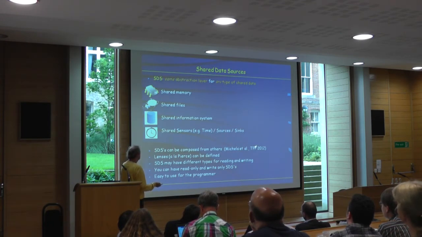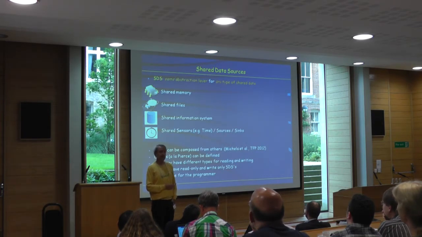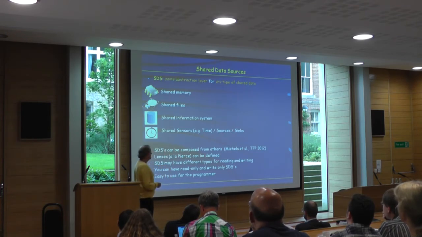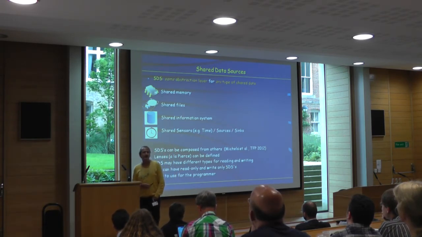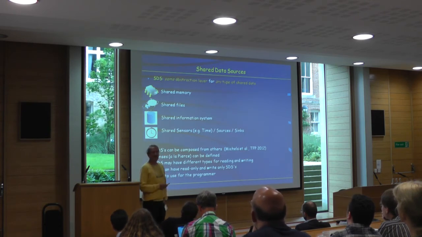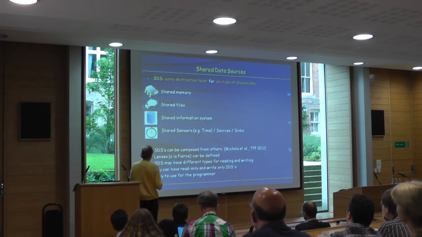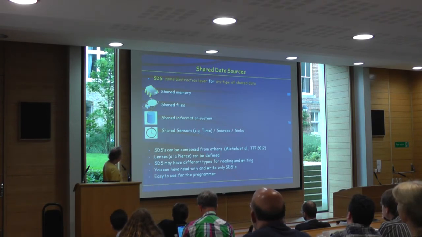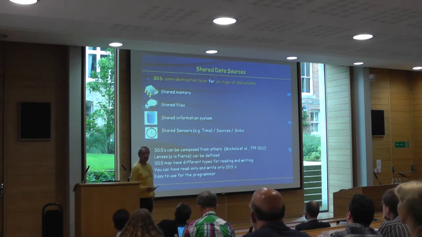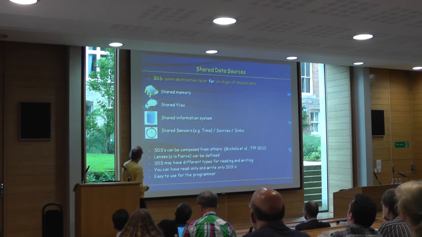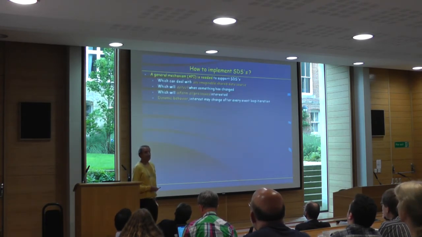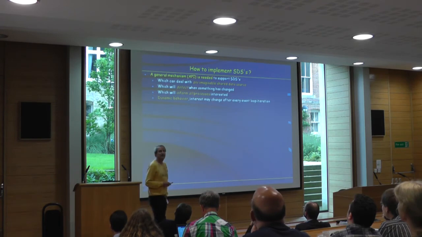There's a paper that we submitted to TFP explaining what you can do with all this shared data, but to give you an idea, you can construct shared data from other shared data, so you can compose things, and you can have shared data with a different type for reading and for writing, which you can use to have, let's say, read-only shared data like a clock, or write-only shared data like a sink. This abstraction enables you to reuse code, because it can work for any type of shared data. Now the problem is how to implement it, which is where it comes apart.